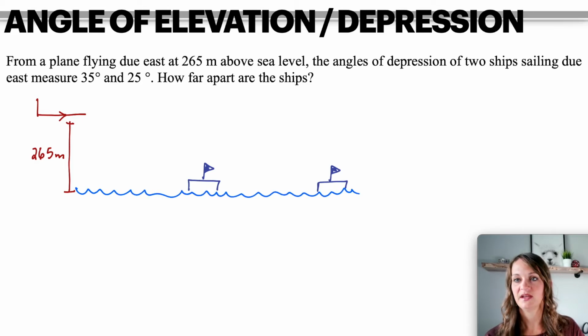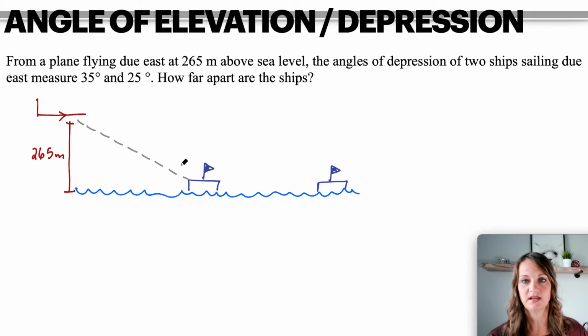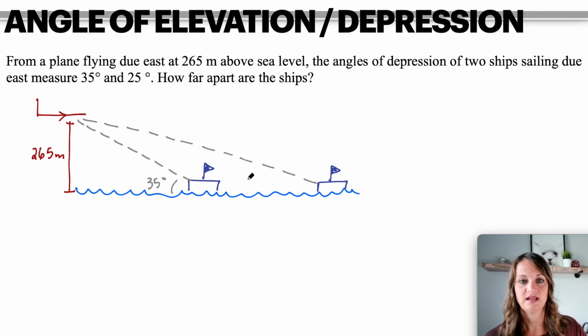That is water. Okay. Now, let's see what all it says. The measure of those angles. So we have an angle measuring to the first ship, and then we have an angle measuring to the second ship. Now the angle measuring the first ship is going to be 35 degrees, and the measure of the second ship is going to be 25 degrees. We want to know this distance as our final answer.